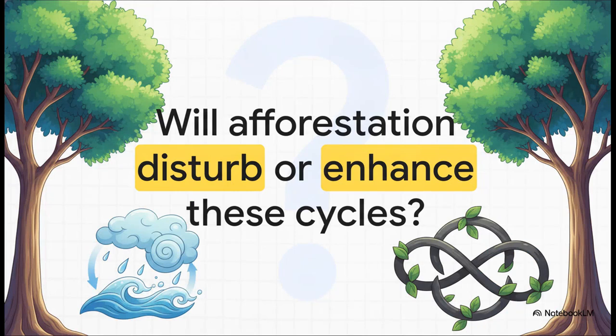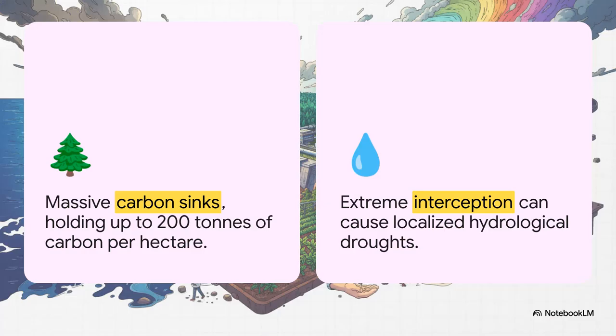Before we dig into the numbers, ask yourself this classic A-level evaluation question. Does planting millions of trees automatically fix everything, or does it actually create entirely new geographical imbalances? Well, it's actually a bit of a paradox.